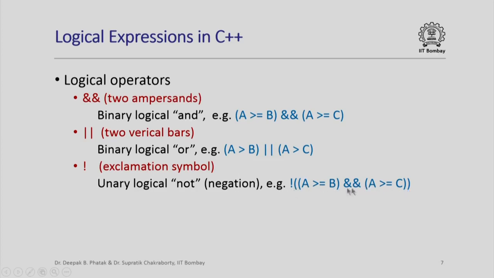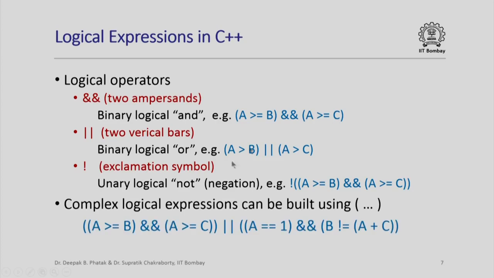The truth value of this is of course going to be exactly the opposite of A >= B && A >= C. And we can build complex logical expressions using parentheses. So for example, here I am saying (A >= B && A >= C) || A == 1. I can do this comparison between a variable and a constant as well, and B != A + C, where I am doing this comparison between a variable and an arithmetic expression.